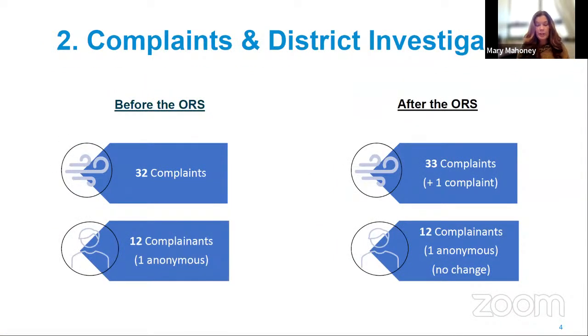This slide shows the most recent complaint since the last update on December 8th. The district has received 1 new public odor complaint after the ORS began operating. The number of unique complainants has remained unchanged. There are still 12 unique complainants and 1 anonymous complainant. The 1 new public complaint described an odor that smelled like rotten eggs. No prior complaints had described the odor as being a rotten egg type of odor.